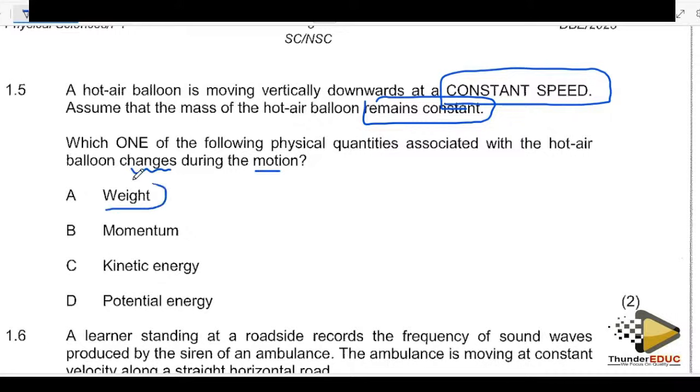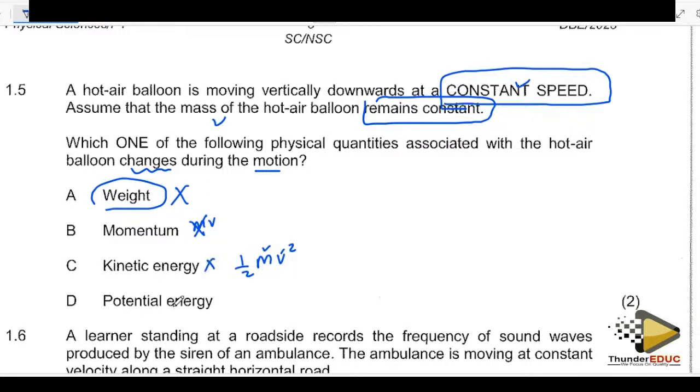So is it the weight? They told us the mass must stay the same, so weight cannot. Okay, is it the momentum? Momentum, remember, is mass times velocity. So if the mass is the same and the velocity is the same, this must also be the same. So momentum is out. Is it kinetic energy? We know that kinetic energy is half mv squared. So if mass and velocity are the same, kinetic energy is also the same.